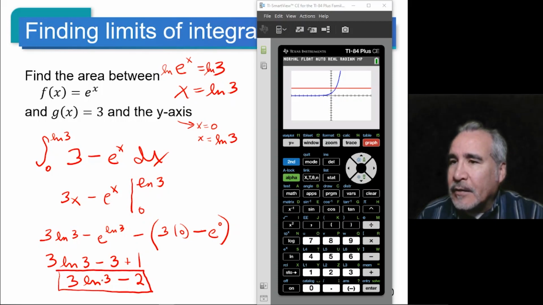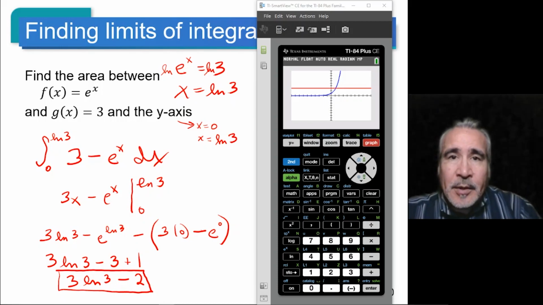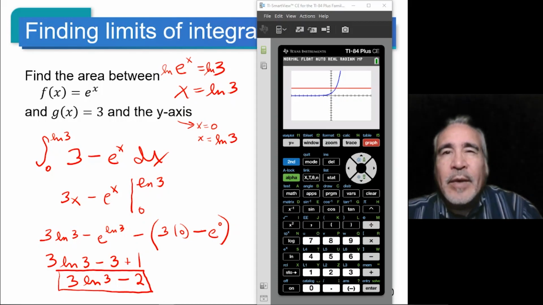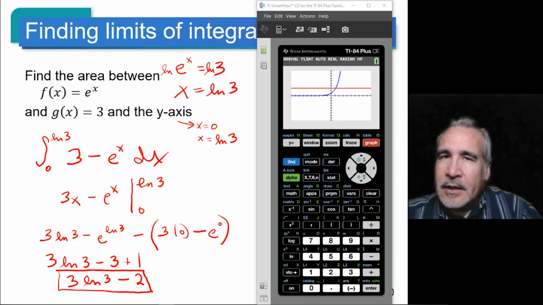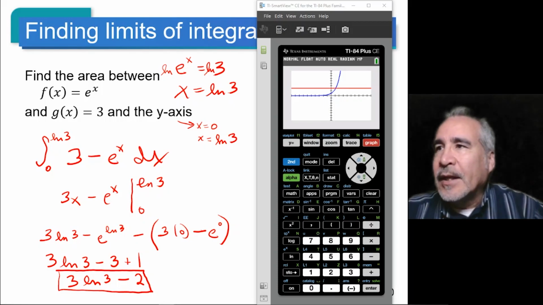And again, you could plug in this number and get a decimal approximation. But you can always do that whenever the question in WebAssign says round to 2 or 3 decimal places. That's asking for an approximation. If it doesn't tell you to round to so many decimal places, or doesn't use the word approximation, then you need to give it the exact answer. This is the exact answer. Okay, so that's that one.